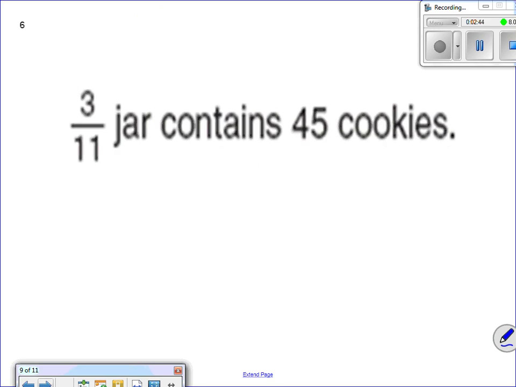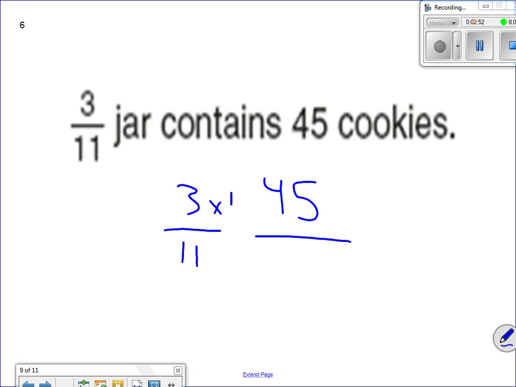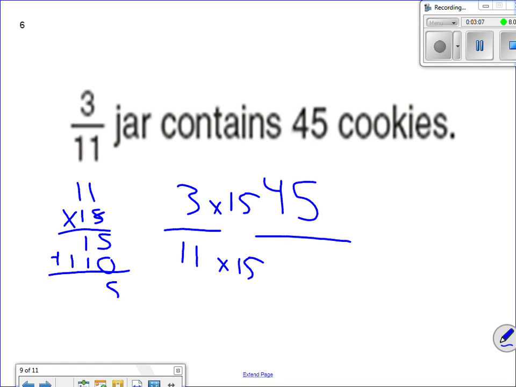3/11 of the jar contains 45 cookies. Once again, the 45 is just part of my jar. I can do 3 times 15 to get 45. So 11 times 15. Work that out here on the side. 5, 1, place value holder. We have a 1 and a 1. I'm going to add this up. Give a 5, a 2, and a 1. 125 cookies would be the whole.